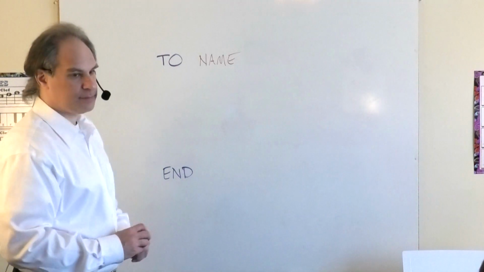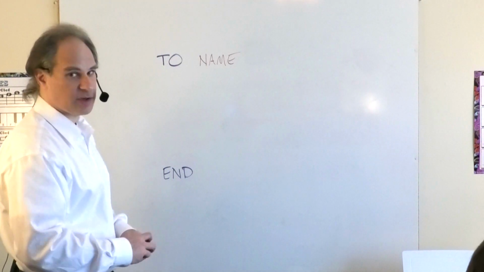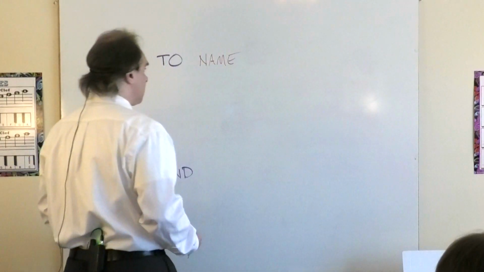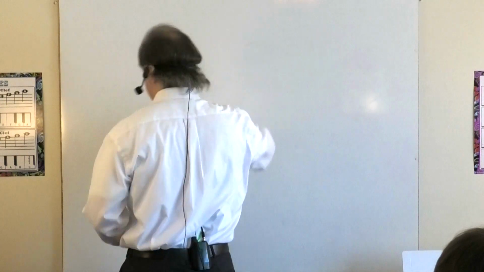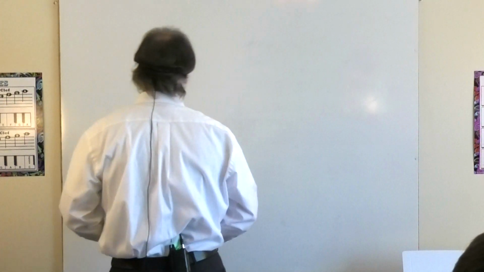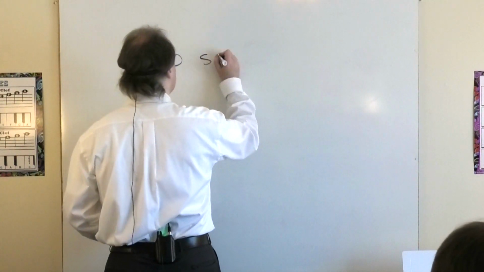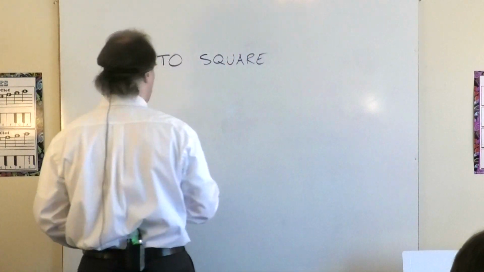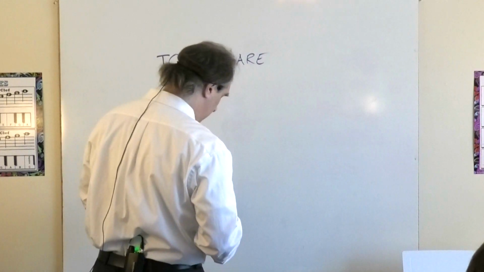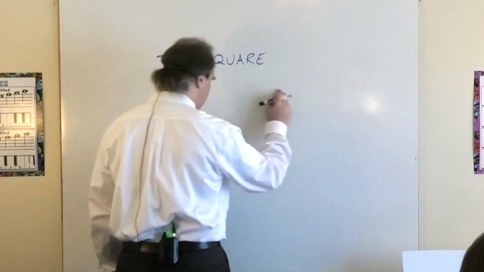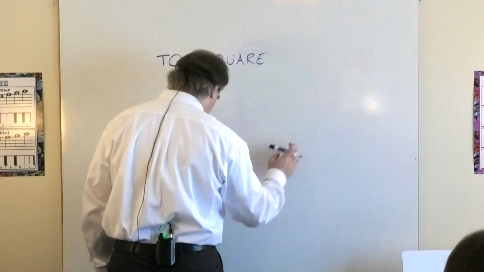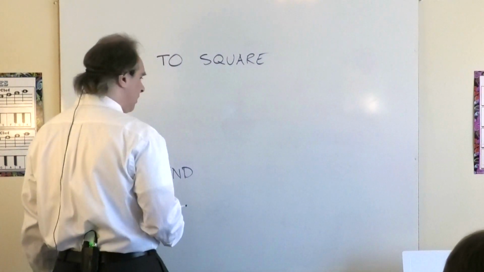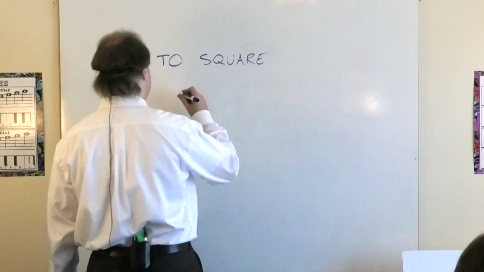The to is the open bracket, and the end is the closed bracket. On the next line, or you can just hit return, return, return. I like to put it in all caps because this isn't case sensitive. So I would put the all caps on. To square. Let's make square. SQUARE. Boom. How do we make square? Well, there's two ways. Forward 50, right 90, forward 50, right 90, forward 50, right 90, forward 50, right 90. Let's use the repeat.